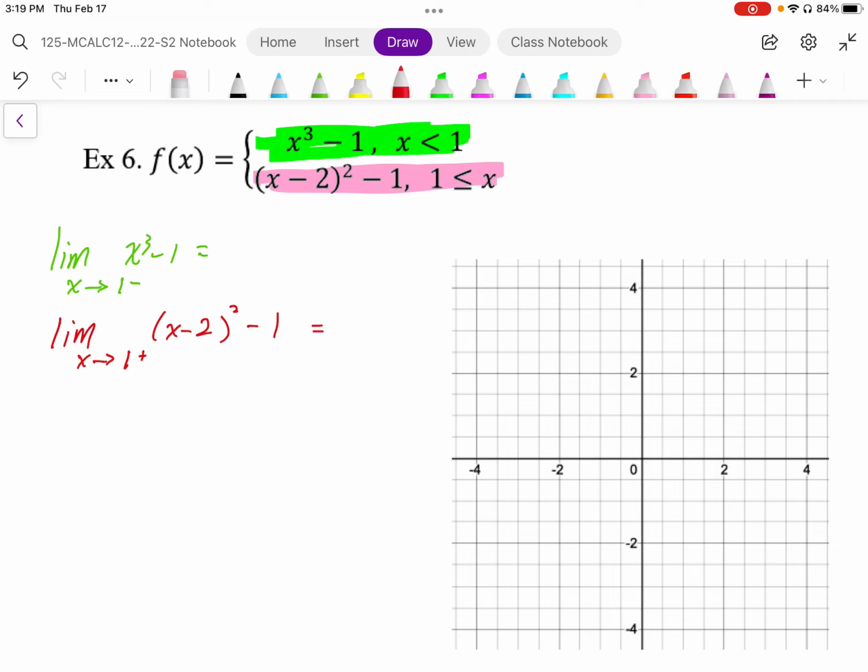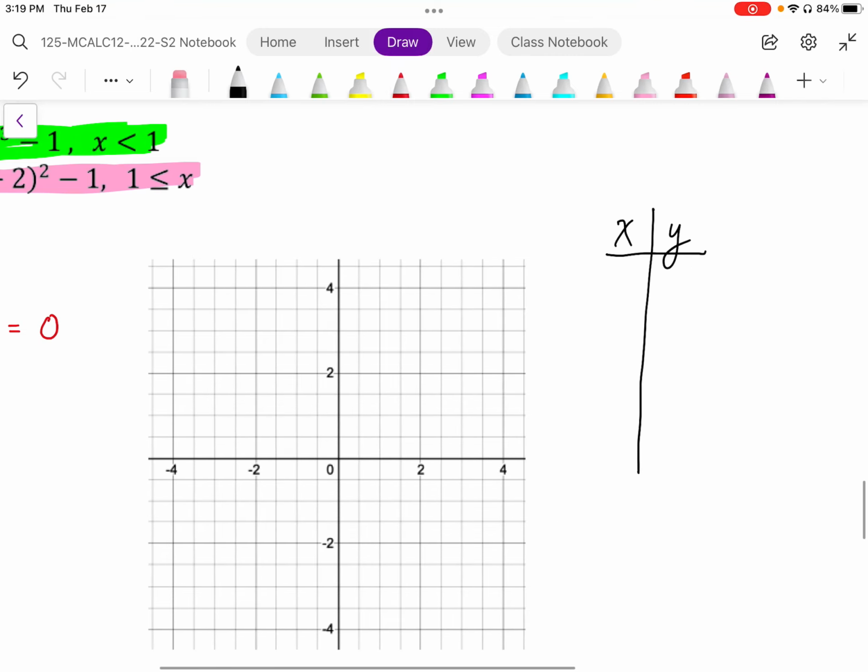When I plug 1 in, I'm going to get 0 in the green part. I can show that using a limit. From the negative side, I'm going to use the green equation, x cubed minus 1, and I get a y value of 0. If I plug it into the red part, I get 1 minus 2 squared minus 1, again 0, and I'm going to show that formally using the red limit. I plug in x equals 1, I get y equals 0. So that is a coordinate on my graph, and it is a point of continuity.